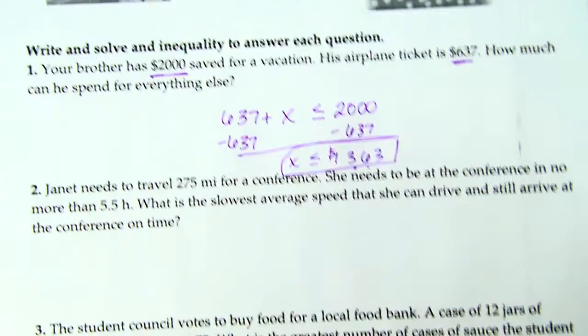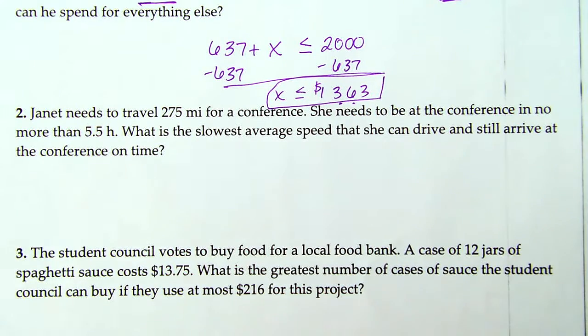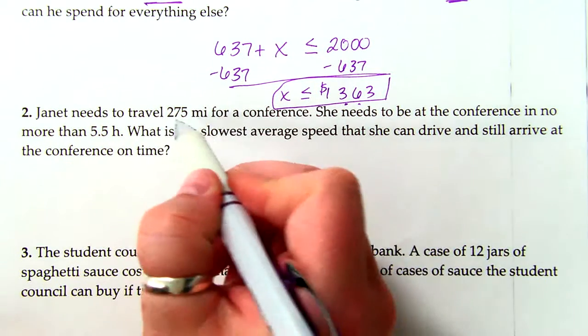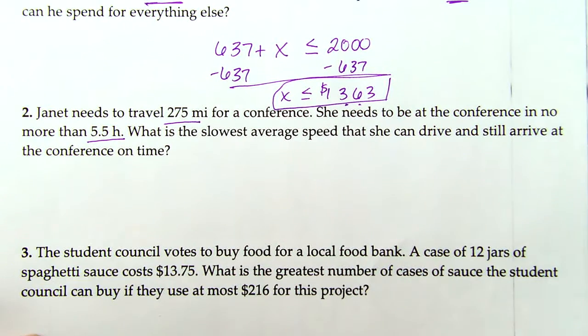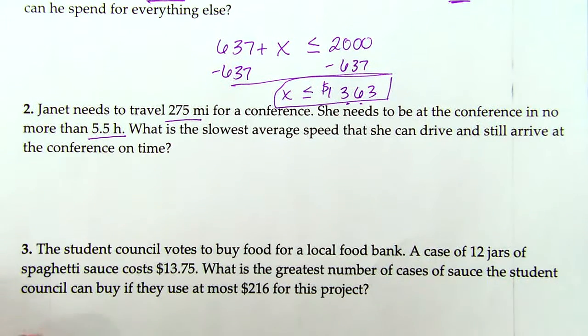Number 2, Janet needs to travel 275 miles for a conference. She needs to be at the conference in no more than 5.5 hours. What is the slowest average speed that she can drive and still arrive on time?